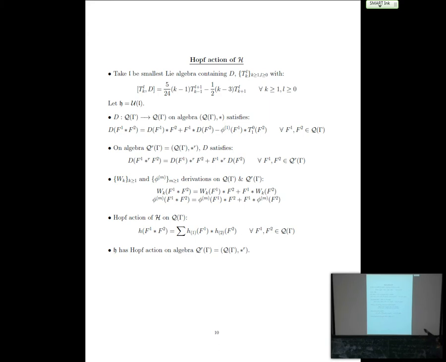Okay, and of course we mentioned here that it has a little brother. So you throw out those operators phi m, and then you have a smaller Lie algebra L. It's just the same algebra, just without those operators phi m. It has the same relations.